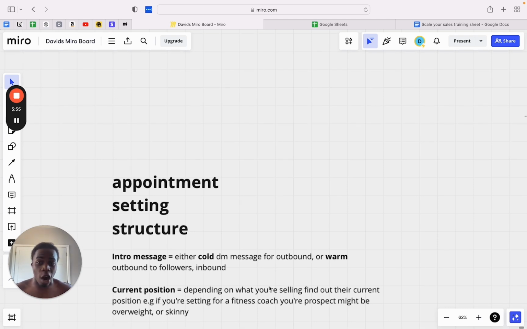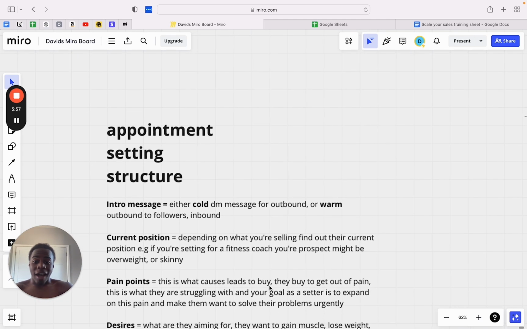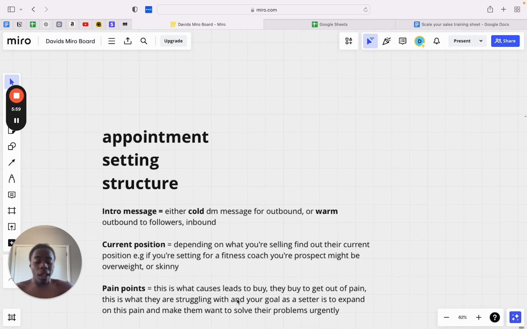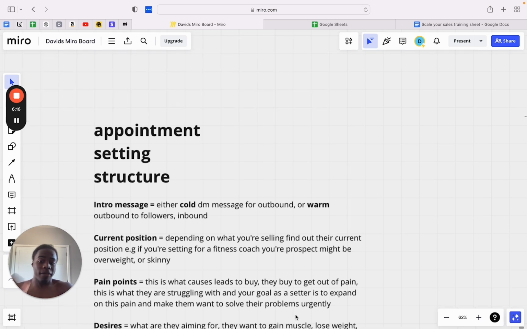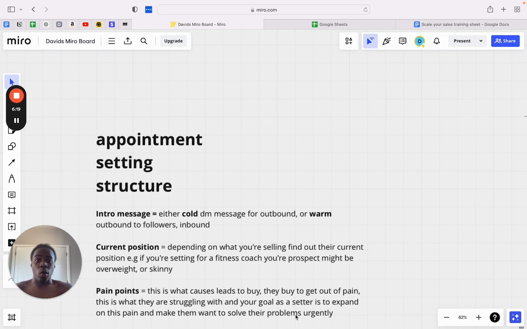You need to find out where they currently are, and you need to find out what their pain points are. Pain points are what cause leads to buy. People buy to get out of pain. They buy to solve their problems and fix what they're struggling with, okay? So your goal as an appointment setter is to find out these pain points that your prospects are currently facing, and make them want to solve their problems urgently with your service.